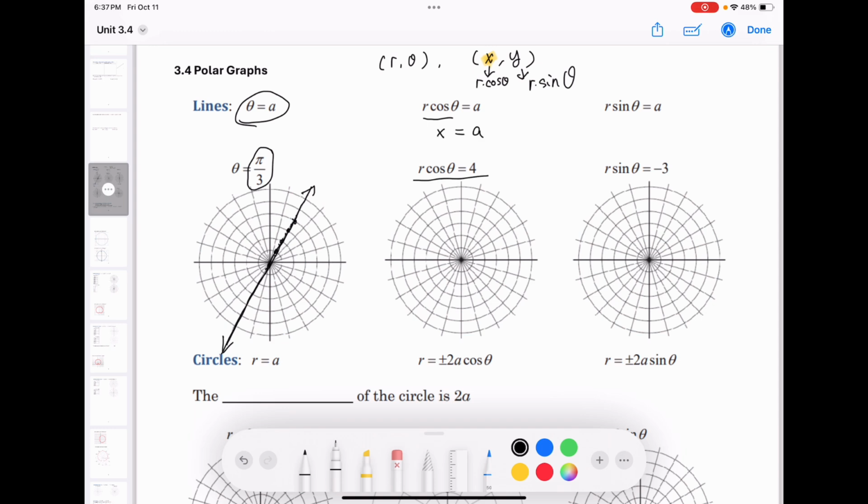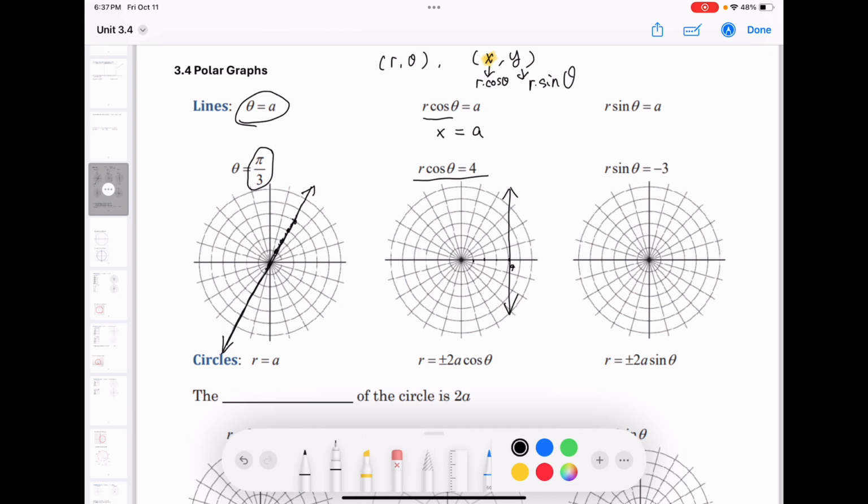For example, r times cosine theta is equal to 4. That means it's a vertical line, because x is equal to 4 is a vertical line. If converted to the xy coordinate plane, we have 1, 2, 3, 4. x is equal to 4 is here. It's a vertical line that goes through this point. So every point on this vertical line has the x value 4.